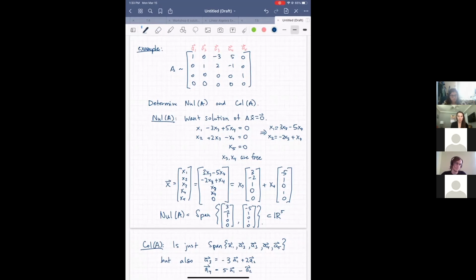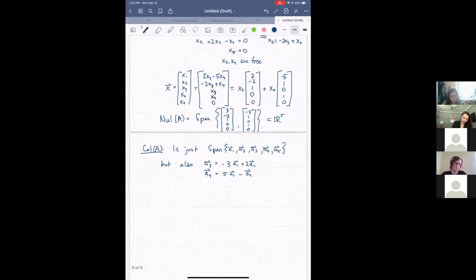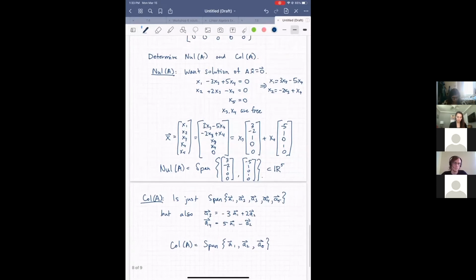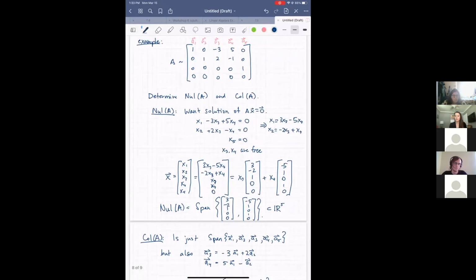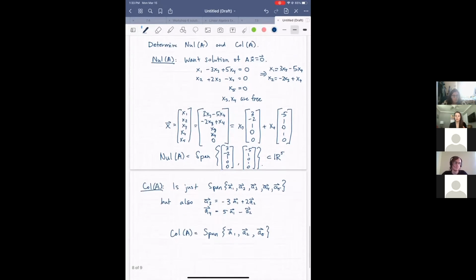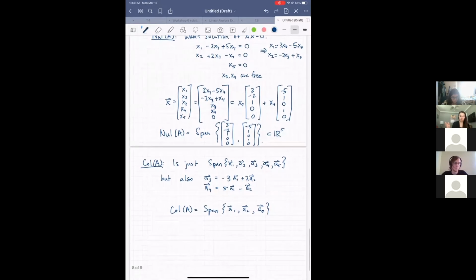So we're just going to throw them out, and we can write that the column space is just the span of those necessary vectors, which are A1, A2, and A5. Right. And notice that these correspond to the columns with pivots in them, right? They're just the columns with pivots. The others were unnecessary. So to tell what the dimension of the column space is going to be, you can just look at the pivots.